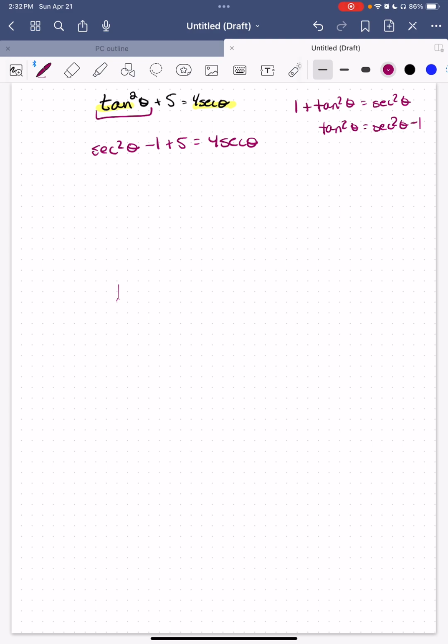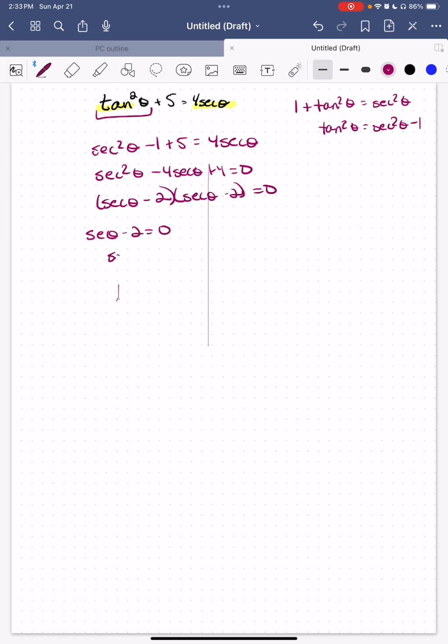Then everything is in terms of secant and it's quadratic, so I'm going to get it on one side and factor. So this becomes secant squared theta minus 4 secant theta plus 4 equals 0. From there, it just factors to secant theta minus 2 times the quantity secant theta minus 2 equal to 0, which tells me I can set secant theta minus 2 equals 0, so secant theta equals 2, which tells me cosine theta is 1/2, and then going to the unit circle tells me theta is pi over 3 and 5 pi over 3.